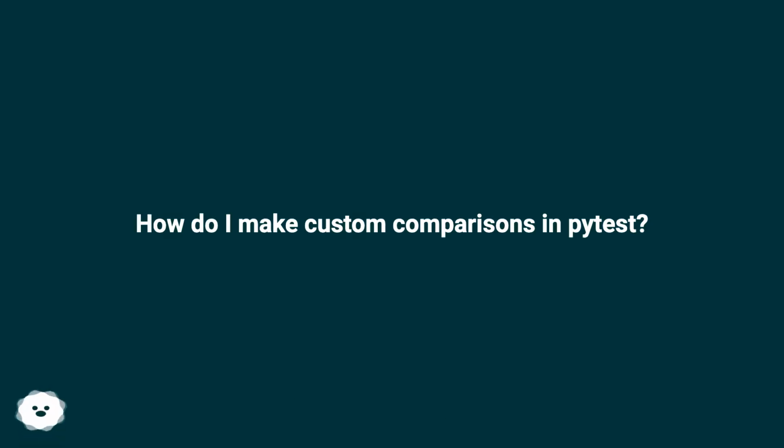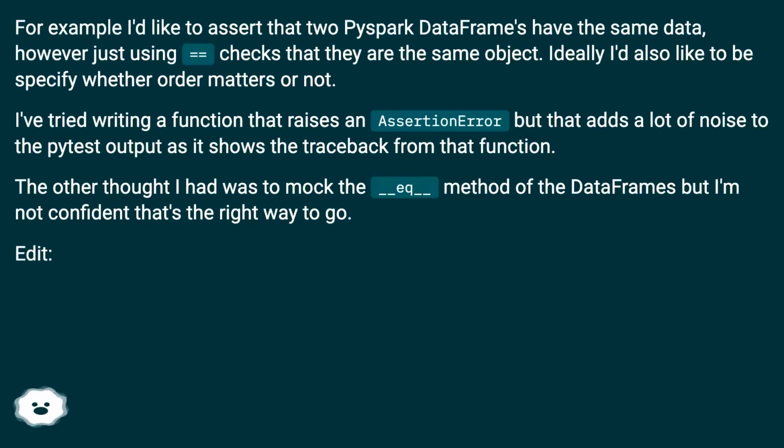How do I make custom comparisons in Pytest? For example, I'd like to assert that two PySpark data frames have the same data, however just using equals equals checks that they are the same object. Ideally, I'd also like to specify whether order matters or not.